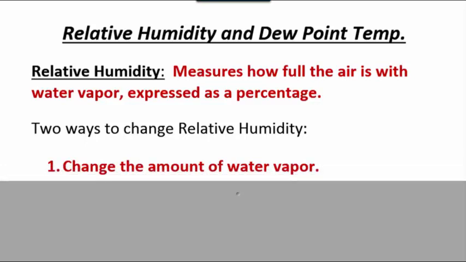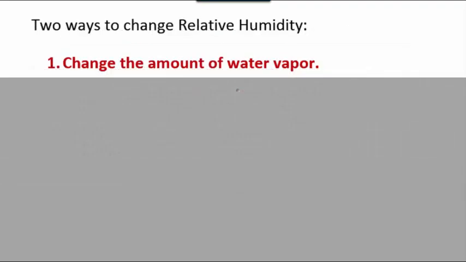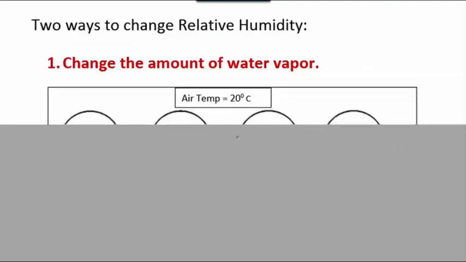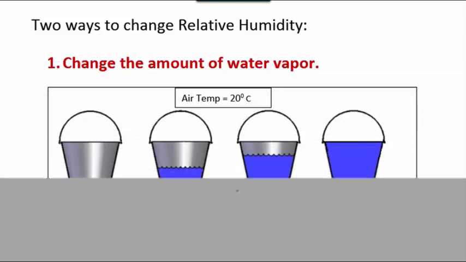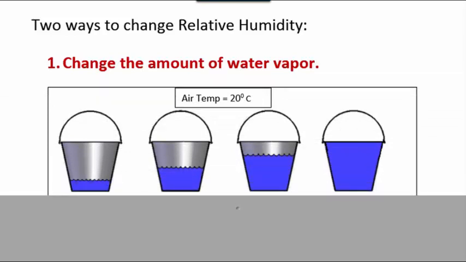Number one, write this down, is to change the amount of water vapor. And this way is pretty simple. If you look at the diagram in your notes, what we have here are four buckets. The buckets represent the air. Now I want you to notice that the air temperature is 20 degrees Celsius. Now as we're going to see in a minute, the air temperature can also affect the humidity, but in this case the air temperature is staying the same.